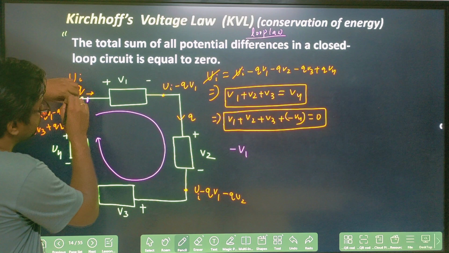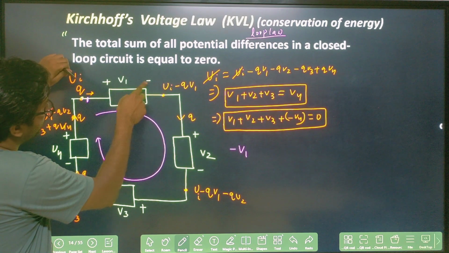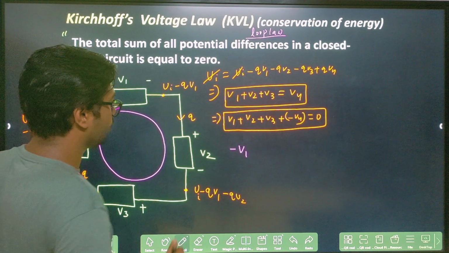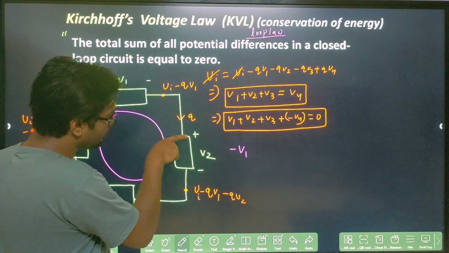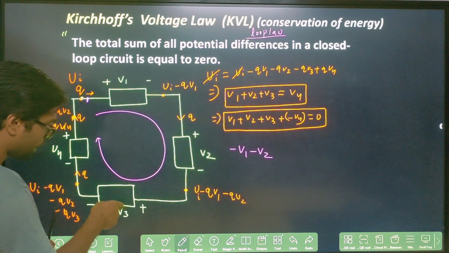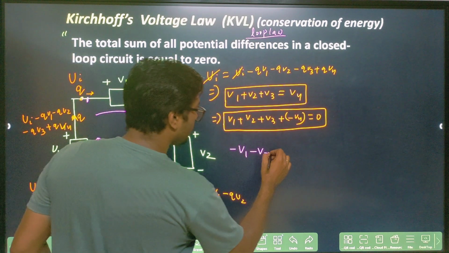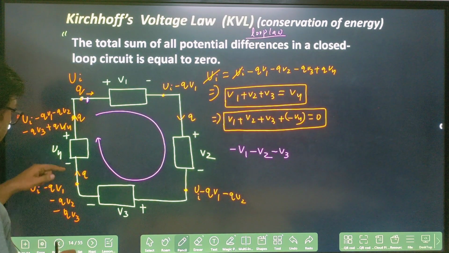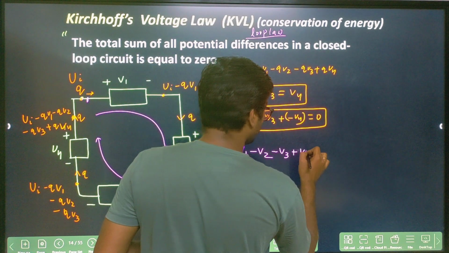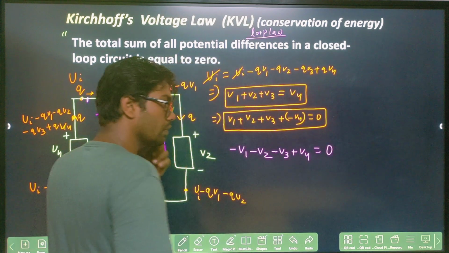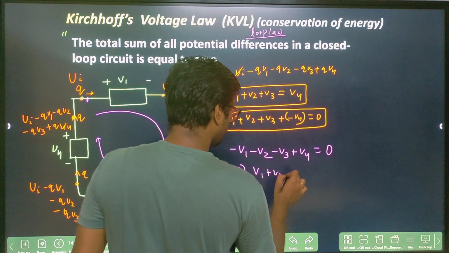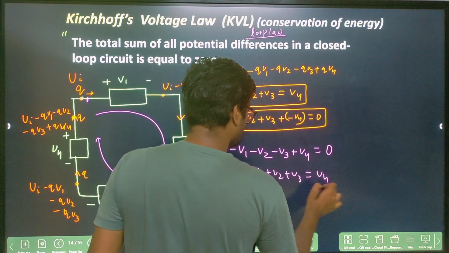Let's say I am starting from here, I am moving. Here it will be a loss in potential, right? Because you are moving from positive to negative. So you will write minus V1. Here you come, again positive to negative, you will write minus of V2. Here again there will be loss because you are going positive to negative, minus of V3. But here it is negative to positive, that means there will be a rise in potential. So you will write plus V4 is equal to 0. So it is coming as V1 plus V2 plus V3 equal to V4.